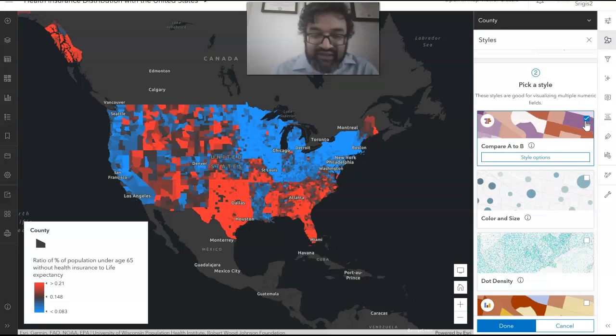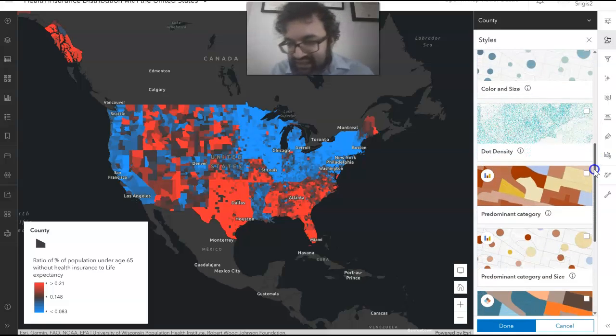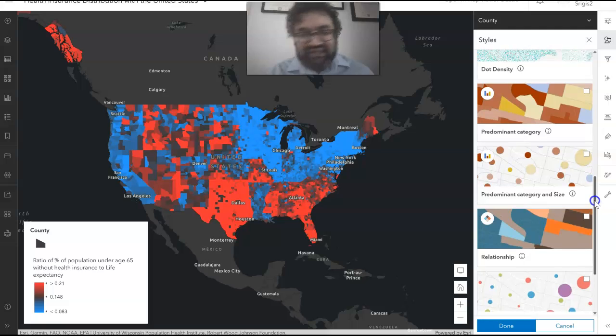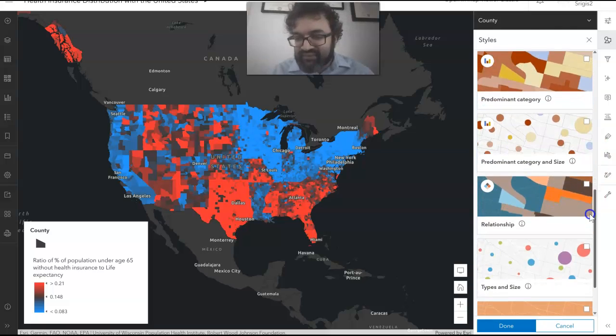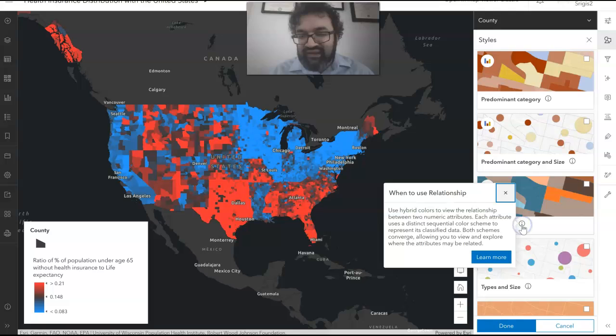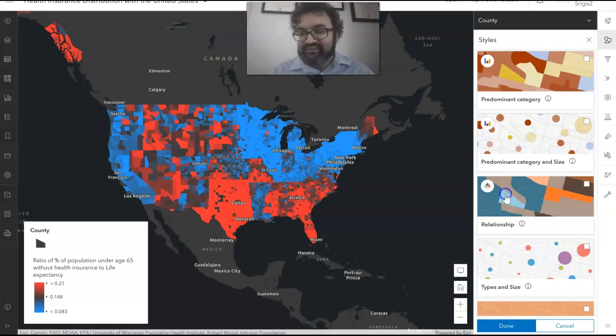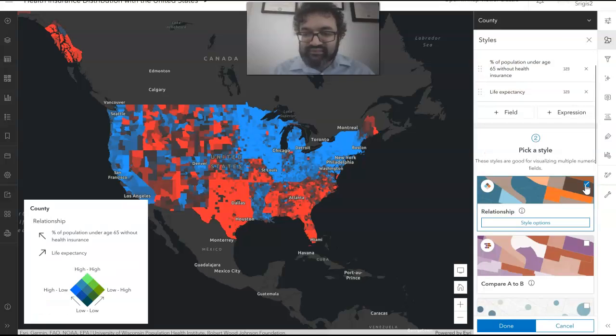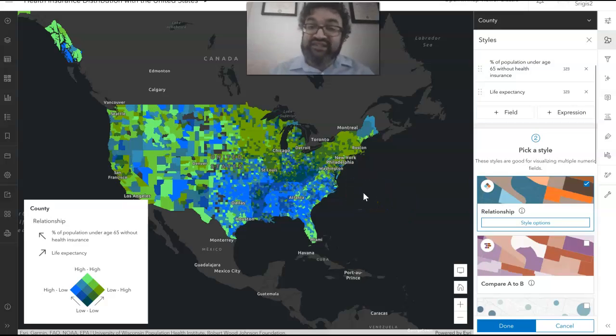So yeah, this is interesting, and seems to do one type of analysis, and this is actually providing a ratio. So this is not necessarily the relationship that we want. So this is a better relationship. It's under the predominant category and size, and you can actually look at the information, and it uses hybrid colors, and that is what we want to view the relationship between two numeric attributes. So let's select this, and you can learn more. And this is the hybrid relationship.